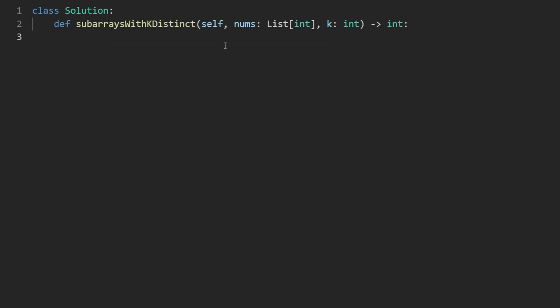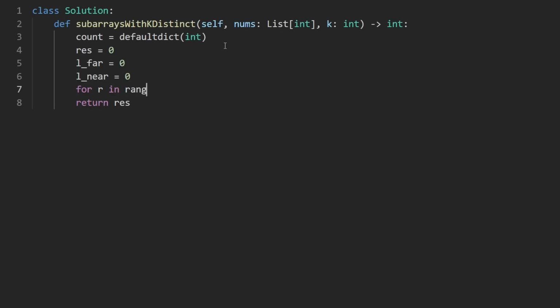Let's start with the easy stuff, just the initialization. So we know we're going to have a hash map. I'm going to call it count. I'm going to initialize it to a default dict in Python. That just makes it a little bit easier for us to code up. I'm going to have the result, which of course is going to count the subarrays. That's what we're going to return as well. And we're going to have 3 pointers. Left far, which is going to be set to 0 initially. Left near, which is going to be set to 0. And we're going to have the right pointer, but I'm going to use that within the for loop.